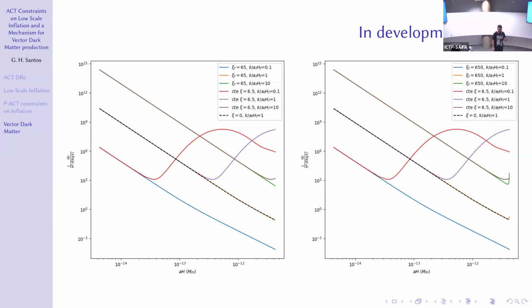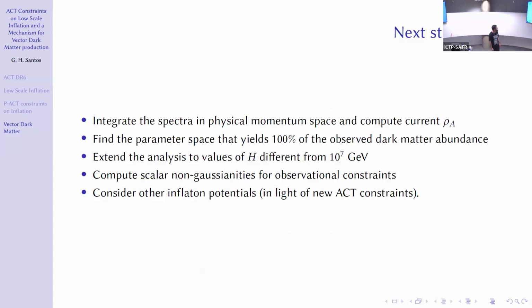Now we need to integrate all of those spectra and calculate the energy density, considering the redshift of the momenta, etc., in order to find the dark matter abundance today, and to find the parameter space. So next steps are integrating this, finding parameter space, extending the analysis to other values of H, because so far I have only used 10 to the 7 GeV.